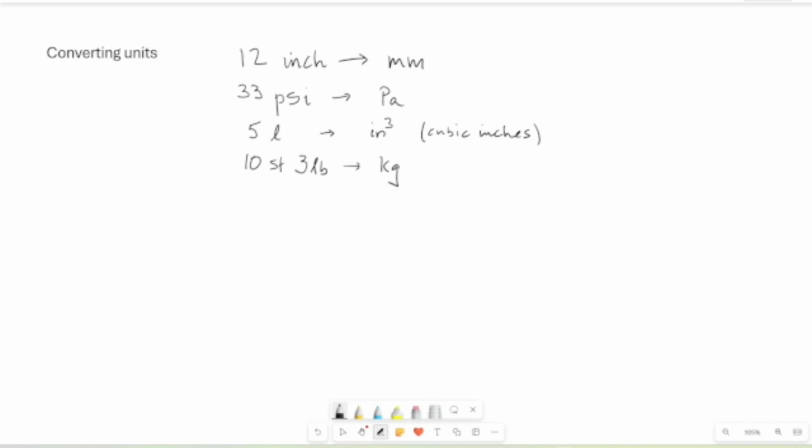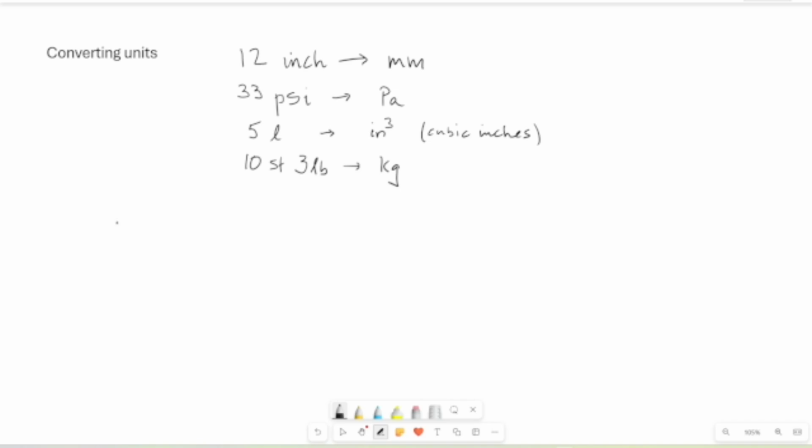One important thing to state at the beginning is you can only convert units of length into other length units and units of pressure into other pressure units and so on. It won't work if you try to convert, for example, units of mass into units of force, volume, or anything else. Okay, so let's get started. 12 inches into millimeters. Let's take this one first.